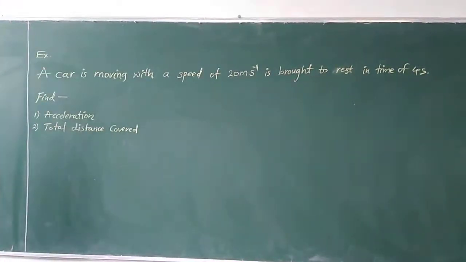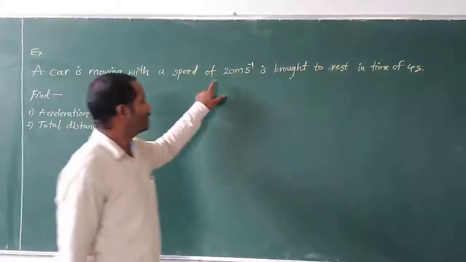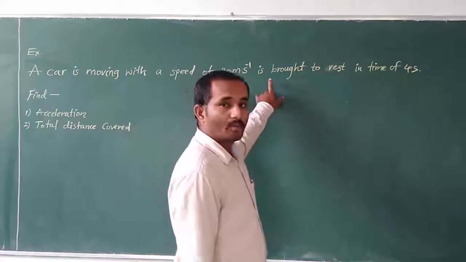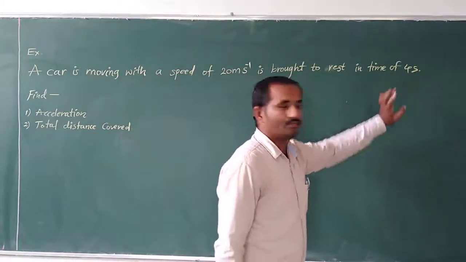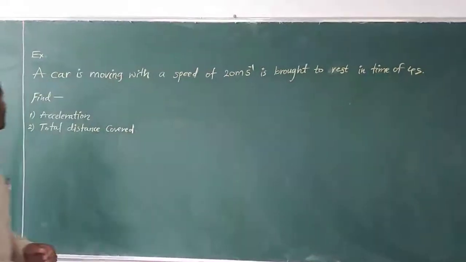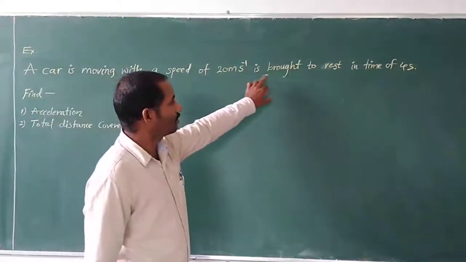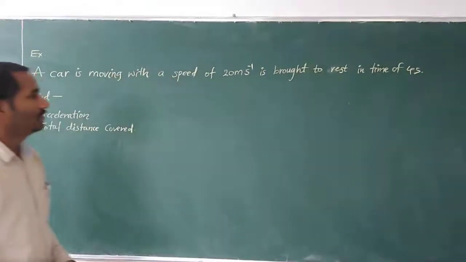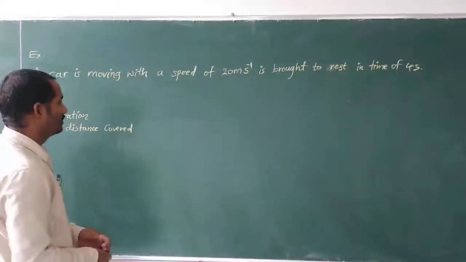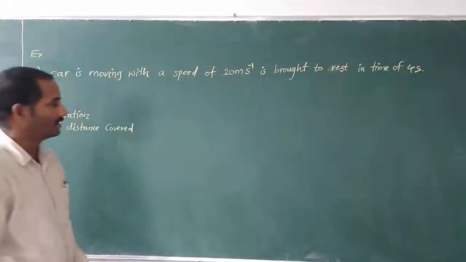So the first problem is: a car is moving with a speed of 20 meter per second and is brought to rest in a time of 4 seconds. Then we have to find the acceleration and the total distance covered.